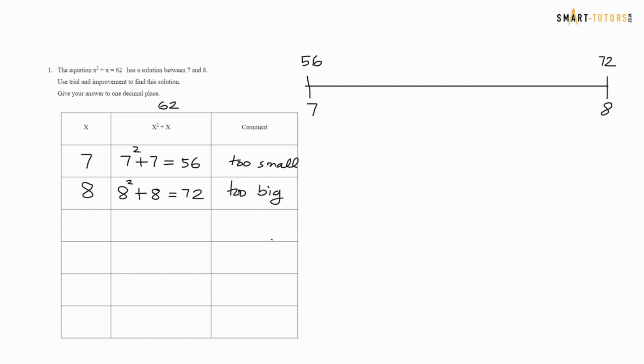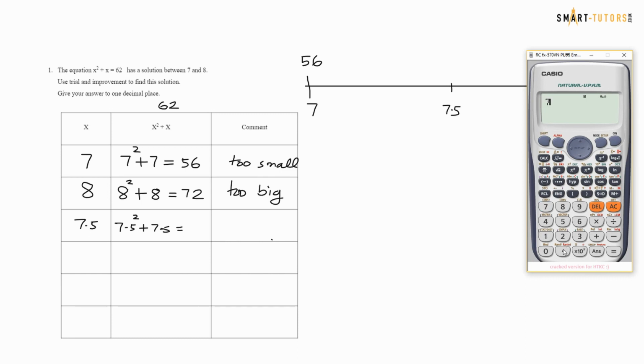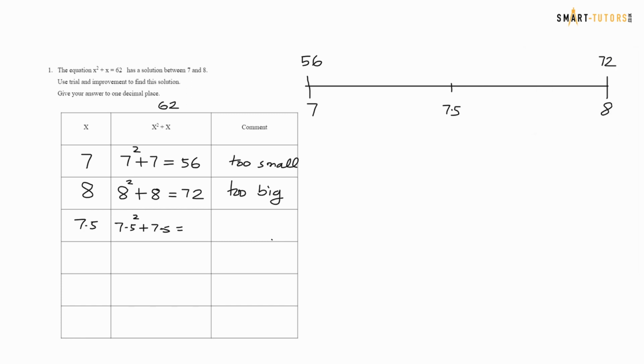Now I'm going to put an answer in between 7 and 8, 7.5, which is the midpoint. So 7.5 is going to be 7.5 squared plus 7.5. I'm going to use a calculator. 7.5 squared plus 7.5. The answer is 63.75. So I'm going to write here 63.75. You don't need to show the working here, you just put the answer only, 63.75.